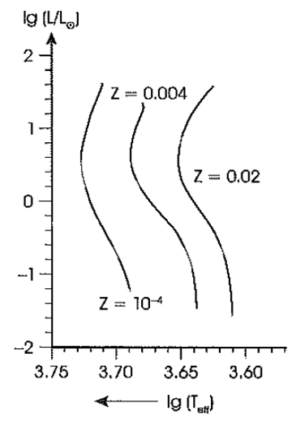A star far to the left of the Hayashi track has a temperature gradient smaller than adiabatic. This means that if a parcel of gas rises a tiny bit, it will be more dense than its surroundings and sink back to where it came from. Convection therefore does not occur, and almost all energy output is carried radiatively.